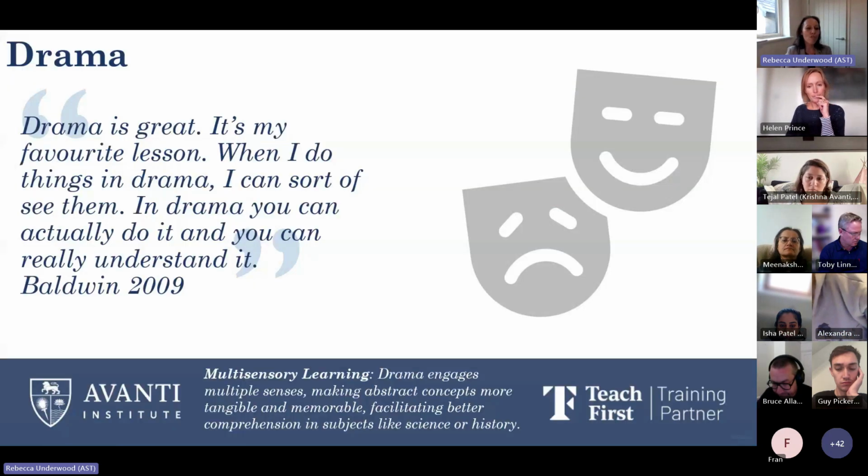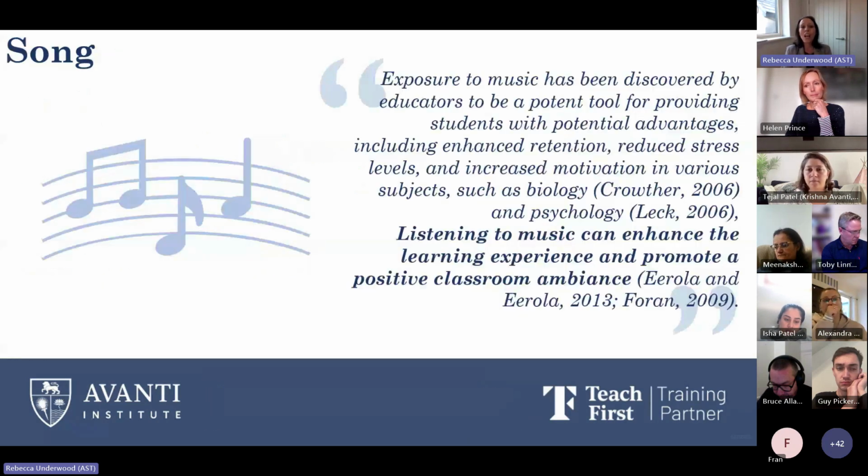Okay, so we talked about drama. I love this quote. It's my favourite lesson. When I do things in drama, I can sort of see them. In drama, you can actually do it and you can really understand it. And for some children, that's absolutely how they learn, isn't it? That multi-sensory approach, and that engagement, that motivation, and just another way of learning.